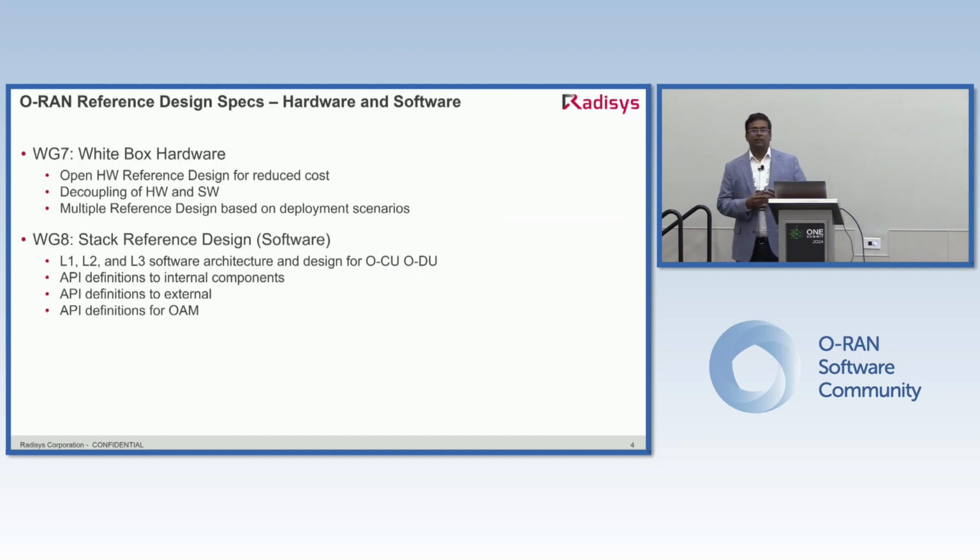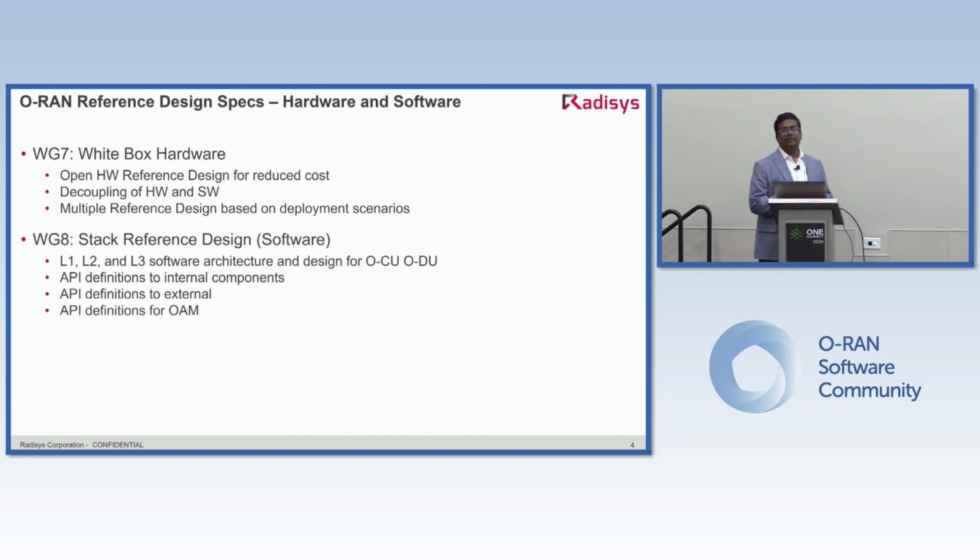So we have 2 major reference design working groups within ORAN. One is focused on the hardware design, which is mostly to do with the radio hardware and the base station hardware, and the focus is to see how much we can decouple and make this hardware white box as much as possible, right? Multiple reference designs are available from Working Group 7's focus and output. And you could see the detailed design specifications of various components and circuitry on the hardware side.